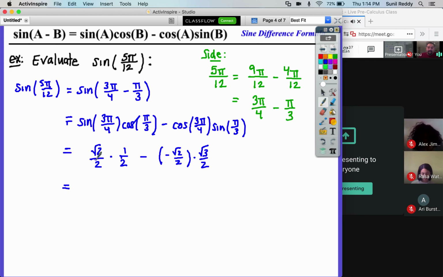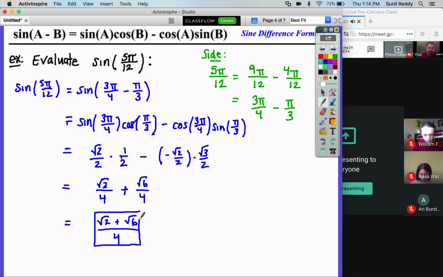Now multiplying gives us root 2 over 4 for the front terms. On the back, we have a negative root 6 over 4, but because I'm subtracting, we have a double negative, which will give me a positive root 6 over 4. And again, these have the same denominator, so we can combine them, and root 2 and root 6 are not like terms, so those can't be fused together. So my final answer will just stay root 2 plus root 6 all over 4. Questions there?